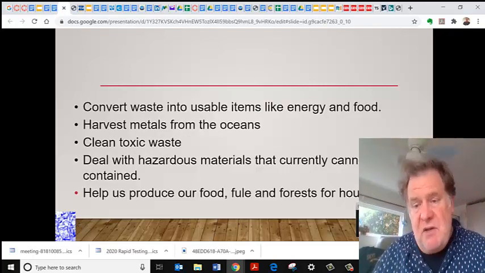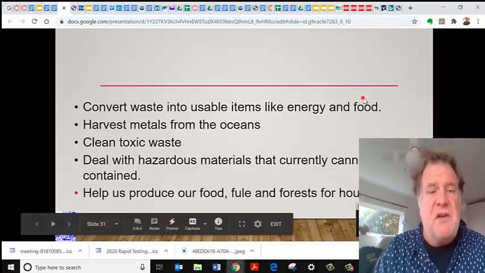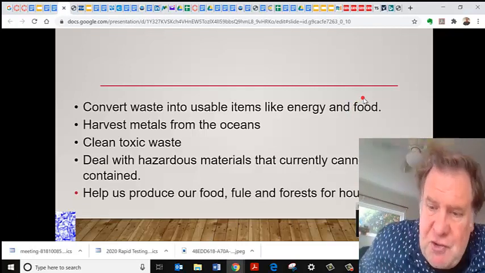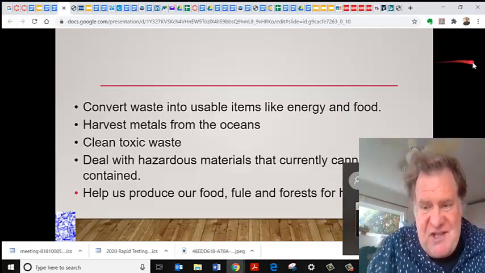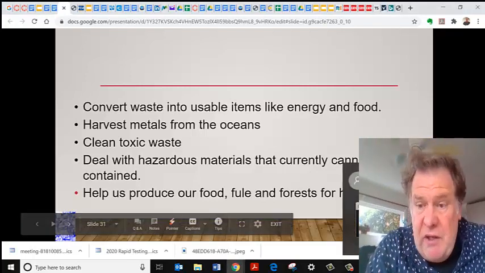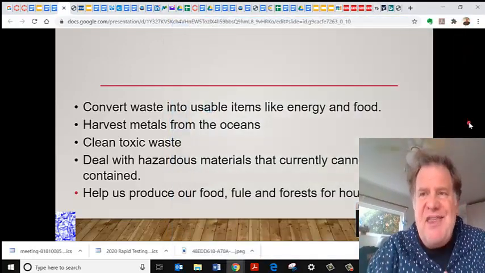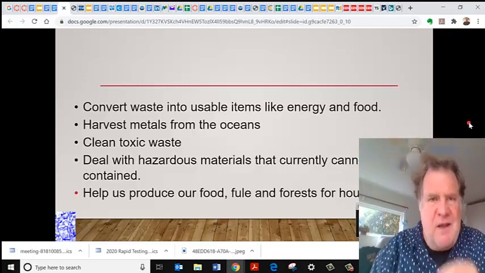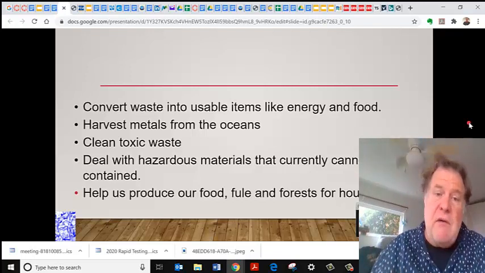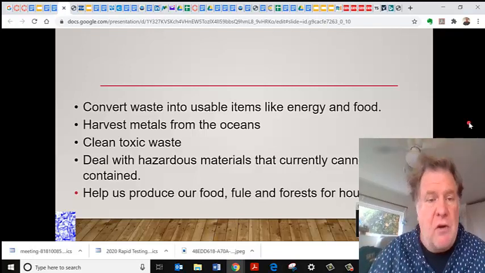But some of the things that you may talk about, some of the things that I will talk about here, is that microorganisms can be used to convert waste into usable items like energy and food. Wouldn't it be great if our sewage treatment plants took what you flush, this totally gross, disgusting waste, and used it as a raw material to make things that we want, like steaks or clothing? That would be a good thing. Again, we can use microorganisms to harvest metals from our oceans.